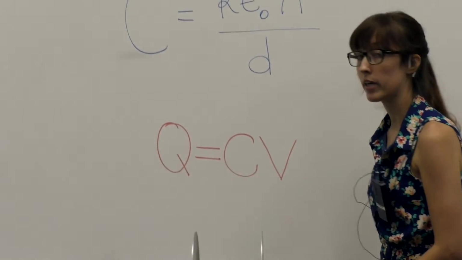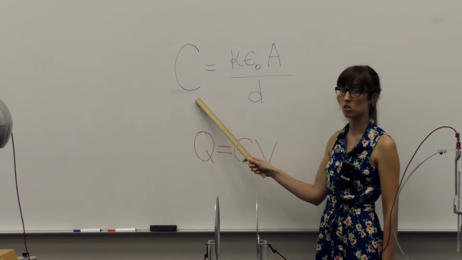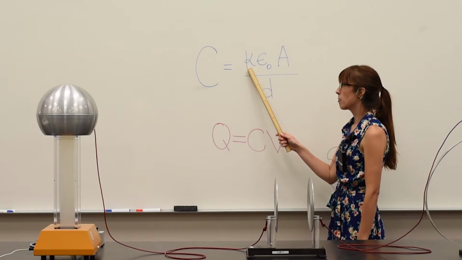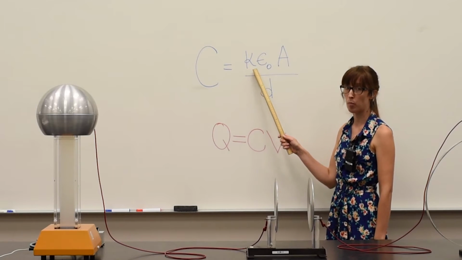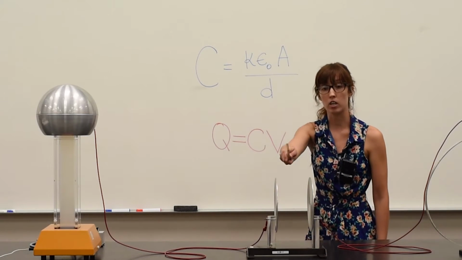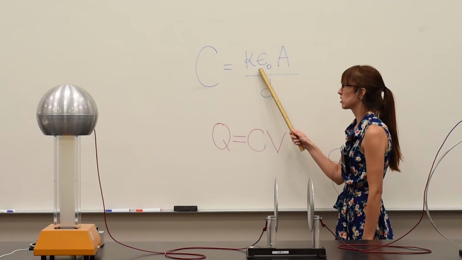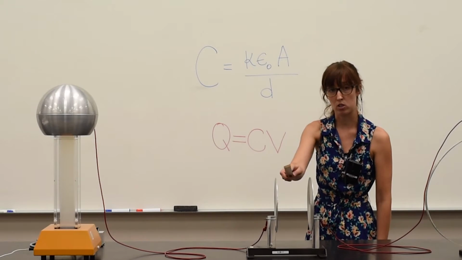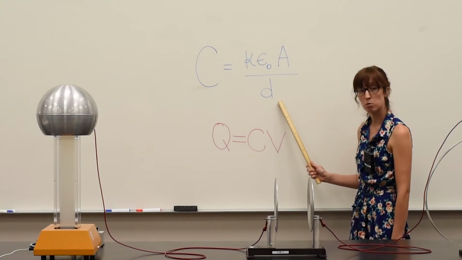So for a parallel plate capacitor, we can define the capacitance in terms of this formula. In this case, C is the capacitance. Kappa is the dielectric constant, and that depends on the material you have. In our case, it's air. Epsilon naught is the permittivity of free space. A is the area of our capacitor plates, and D is the distance between them.